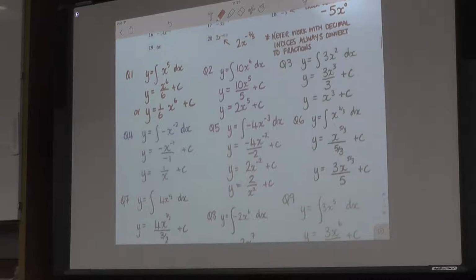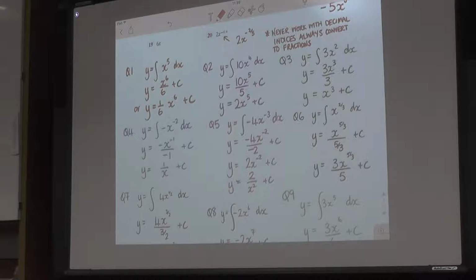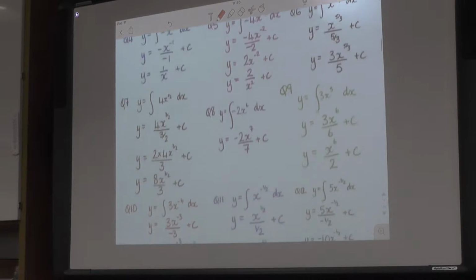If we look at 20, never work with decimal indices, always convert them to fractions, and you're able to do that because, remember, the 2 over 5 means the fifth root, so you're looking at being able to do the root of something rather than having a decimal power.